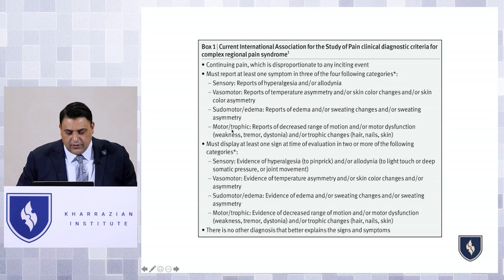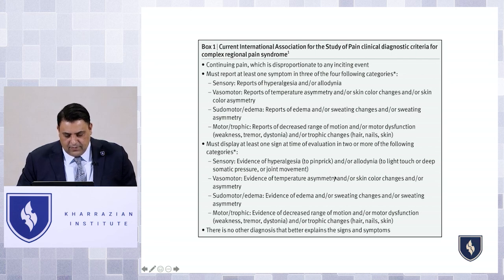Motor trophic: reports of decreased range of motion and motor dysfunction, weakness, tremor, dystonia, any of these changes. So at least one symptom in the following 4 categories. And then second category, they must display at least one sign at the time of evaluation and 2 or more of the following. Sensory: evidence of hyperalgesia to pinprick or allodynia.